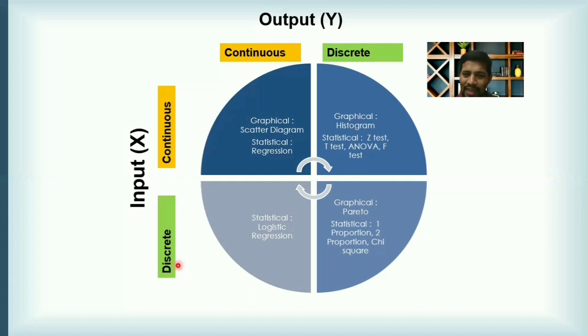And if you have discrete data on the x-axis and continuous data on the y-axis, then you can use logistic regression. This also I will be making in the future. And the last one is discrete to discrete. You have the Pareto, and you can do a graphical summary, or you can do one proportion, two proportion, and you can use chi-square as well.